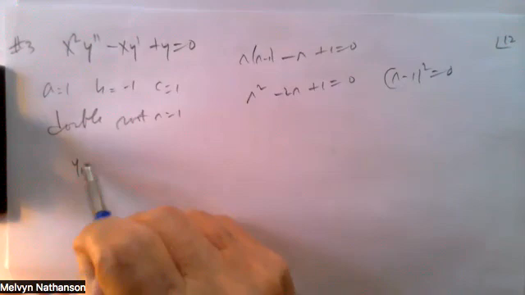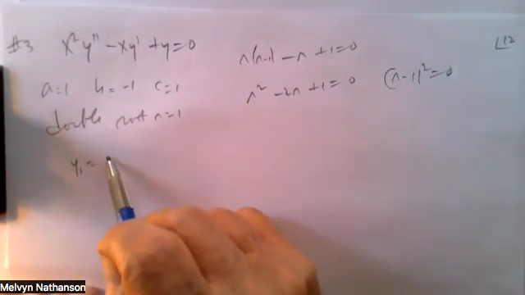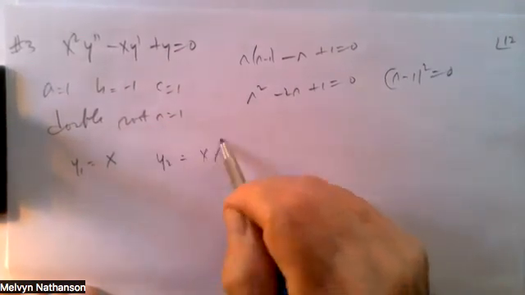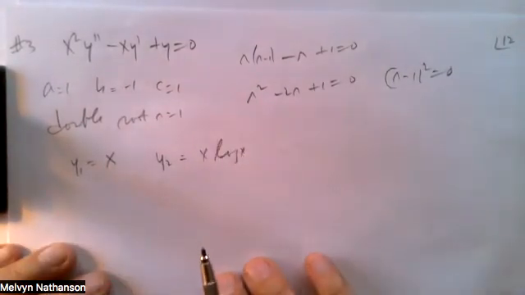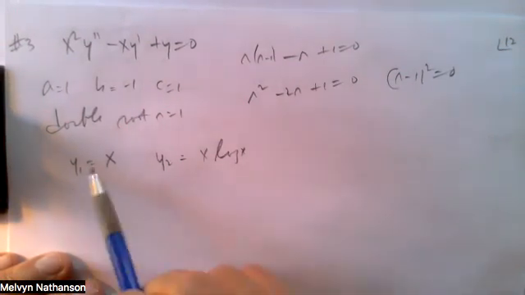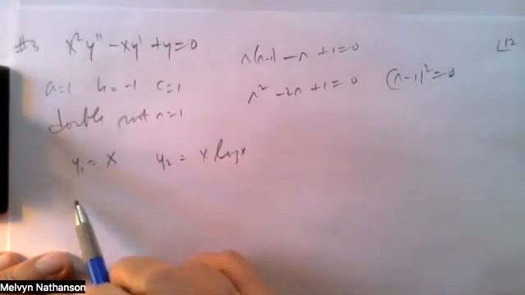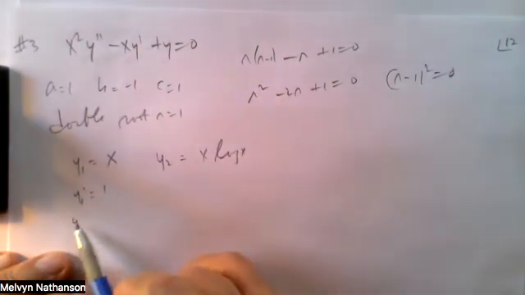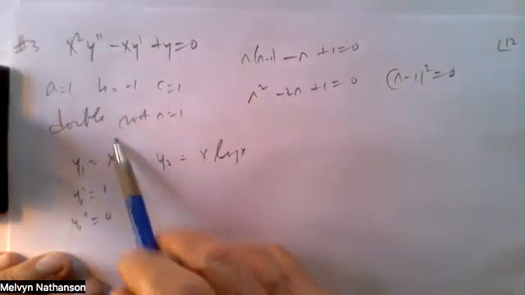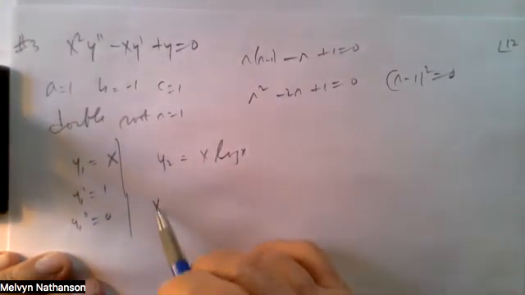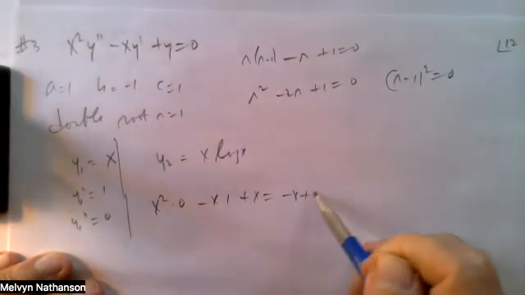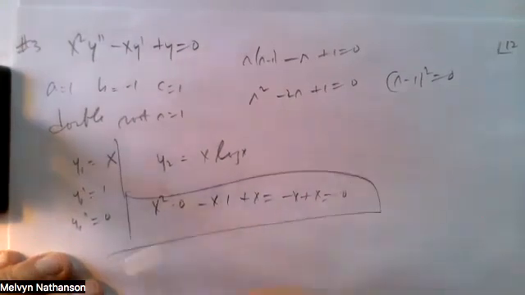So that says one solution is x to the r, which is x to the 1, and the other solution is x log x. Let's check. If y1 is x, y1 prime is 1, y1 double prime is 0. If you plug this into the equation, you get x squared times 0 minus x times 1 plus x, which is minus x plus x, which is 0.